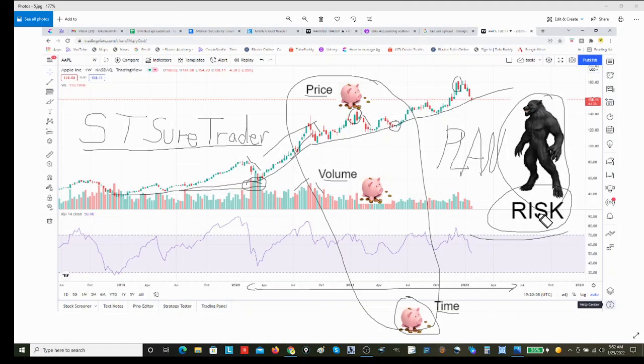Carefully coordinate your capital, your risk management, how you manage your funds, so that you maximize your profits and minimize losses when they do occur, such that you don't get eaten up alive by the market.